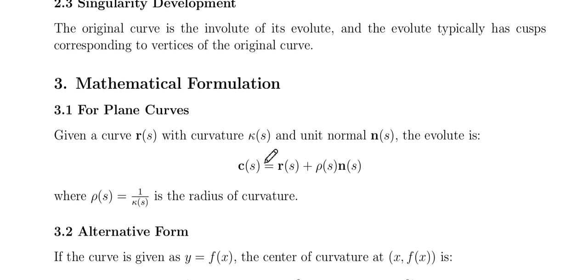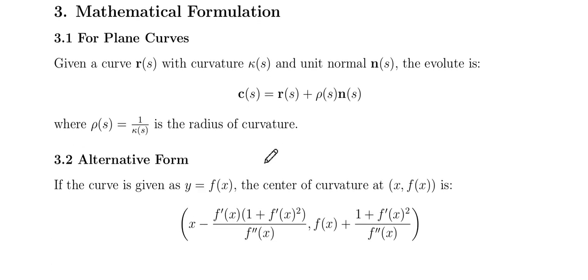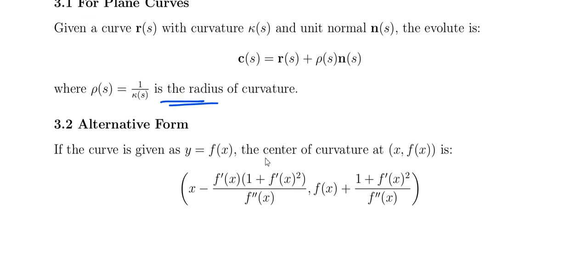For a plane curve r of s, with curvature kappa of s and unit normal n of s, the evolute is c of s equals r of s plus rho of s into n of s. The rho of s is 1 by kappa, which is called the radius of curvature, into the unit normal, plus the curve. That is the center of curvature. The locus of the center of curvature is called the evolute.